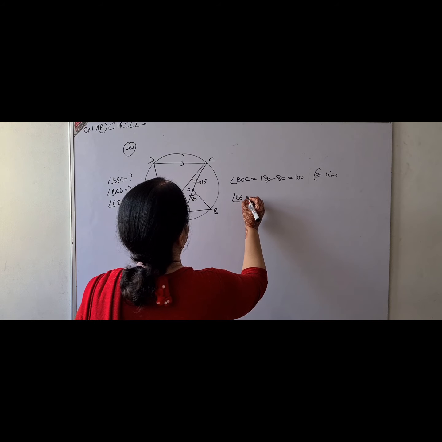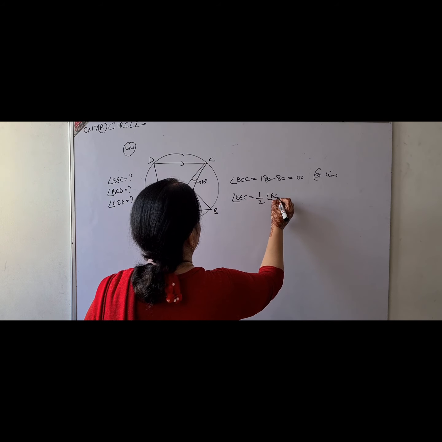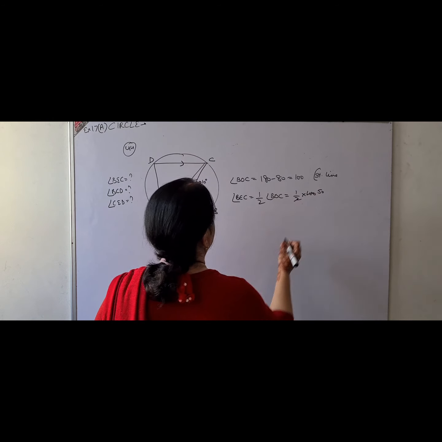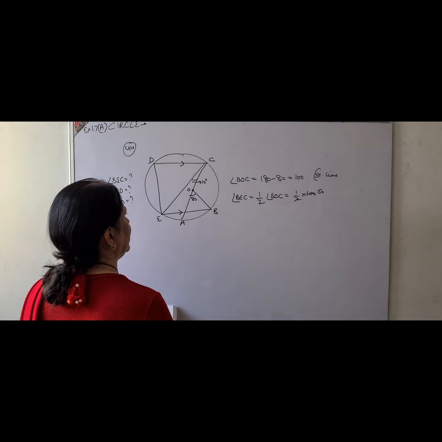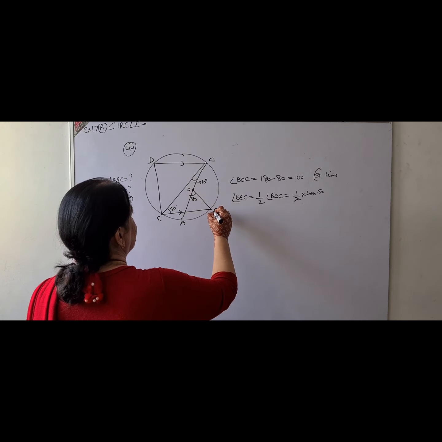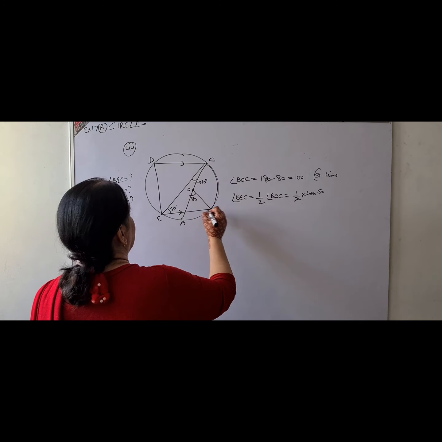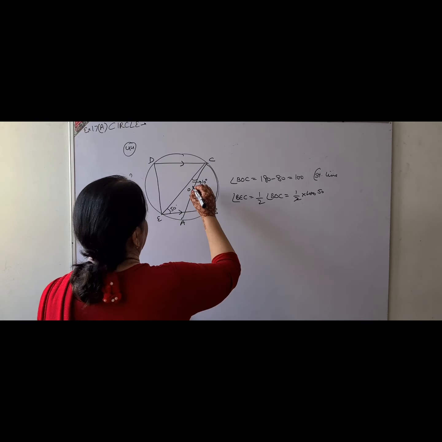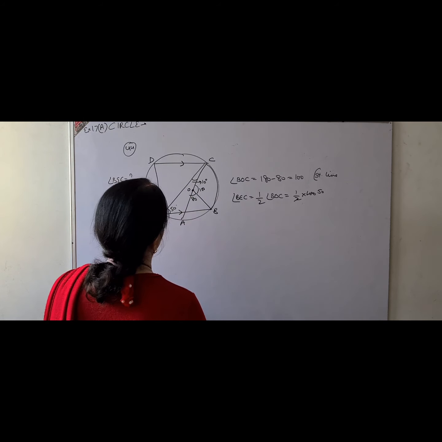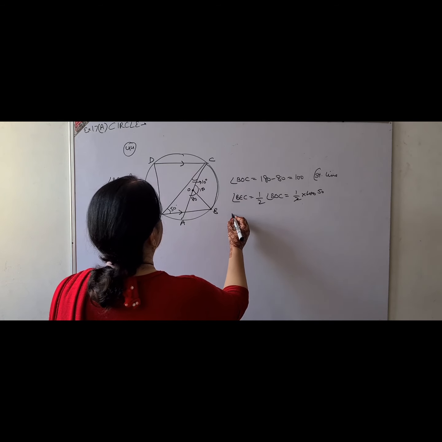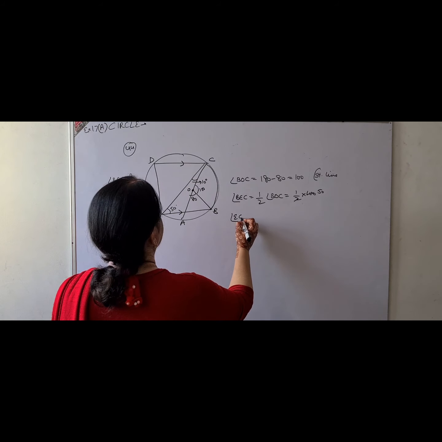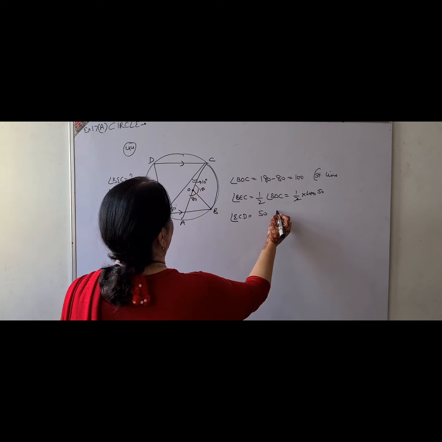Angle BEC is half of BOC, because the central angle is double the angle at the circumference made by the same arc. So BEC is 50. BOC is the central angle made by BC, and BEC is half of the central angle, because O is the center. Then angle ECD will be equal to 50, alternate angles.